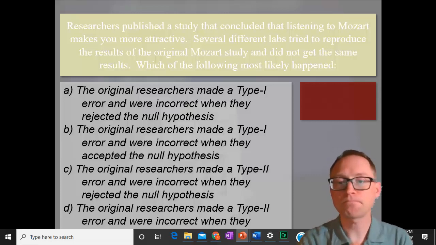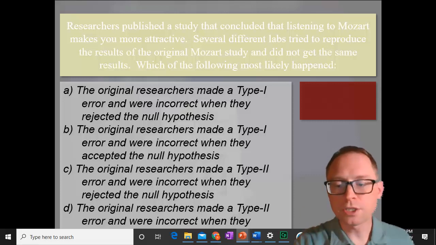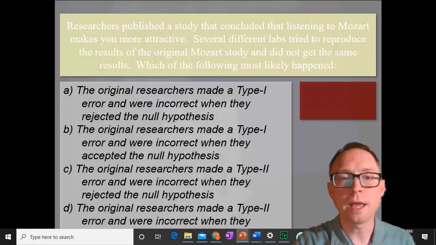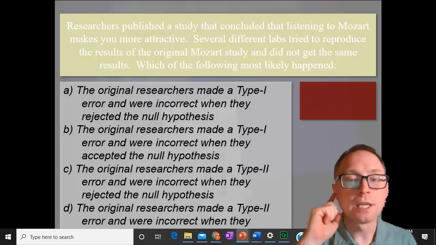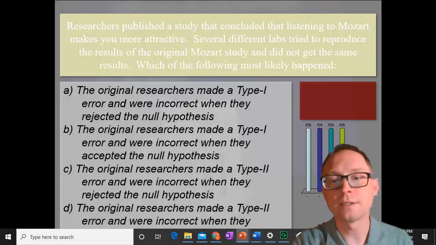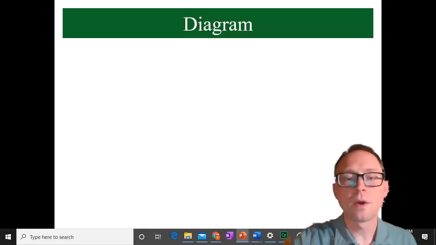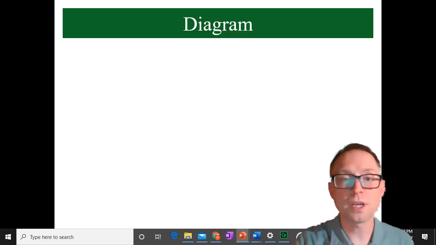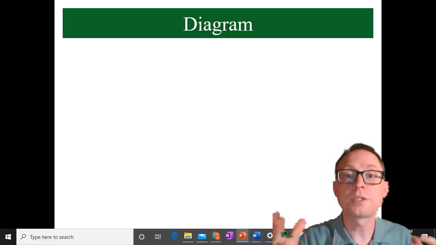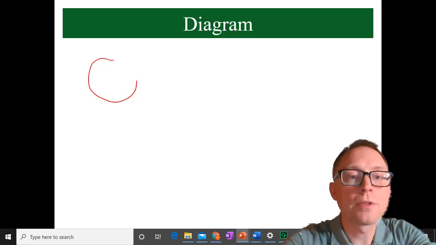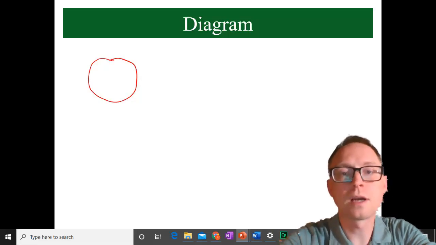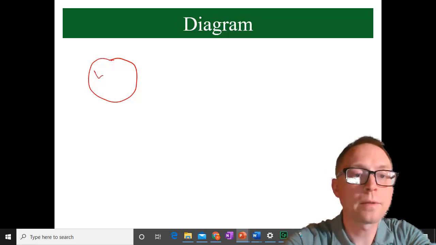All right. What we're going to do then is let's take a look at this particular study and talk about different iterations of it. So remember, the hypothesis is listening to Mozart makes you more attractive. That means that we need to figure out what kind of study this is. Well, what kind of study it is depends on several different things. So what we know is that they have a hypothesis. The hypothesis is listening to, and let's say it's classical music, okay?